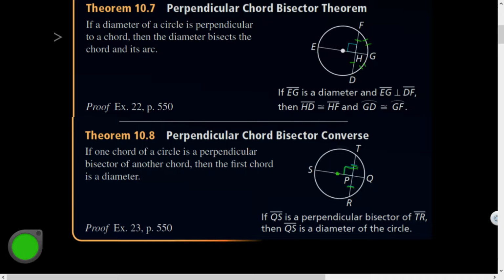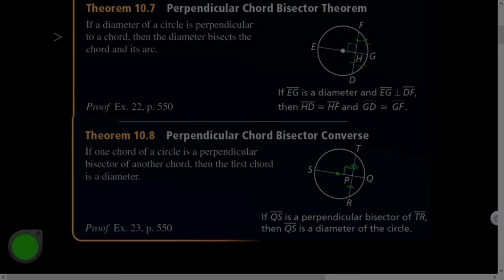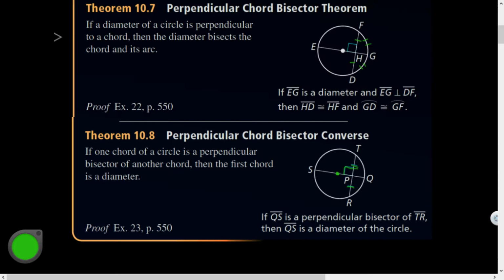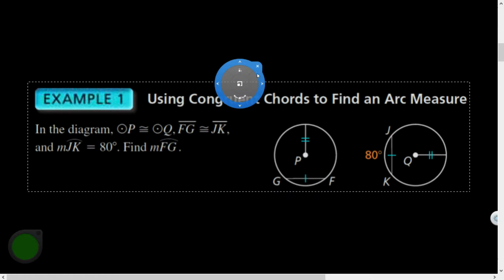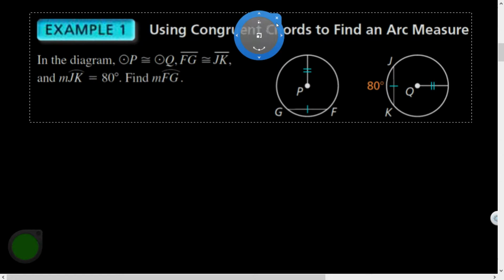It all worked out. Let's see, example 1. Let's cruise through these today. Don't you guys love circles? Circles. All right, example 1, using congruent chords.